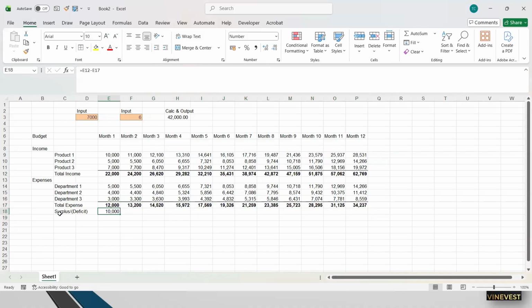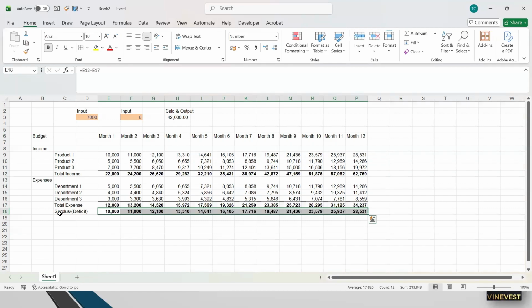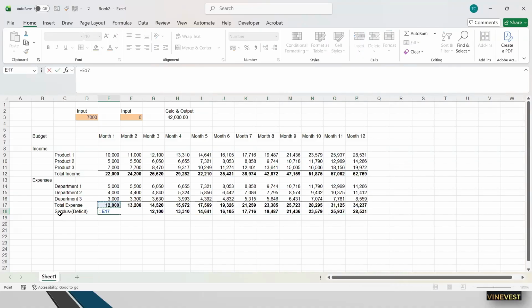So did you get how I did this surplus or deficit? No? Can you please? No, I didn't. Should I go over it again? So what I did was equals to income minus expenses. Did you see it?